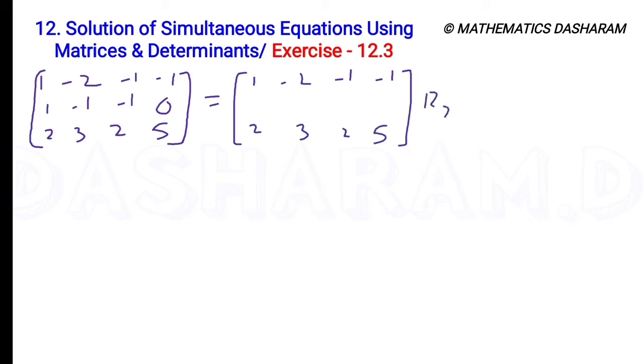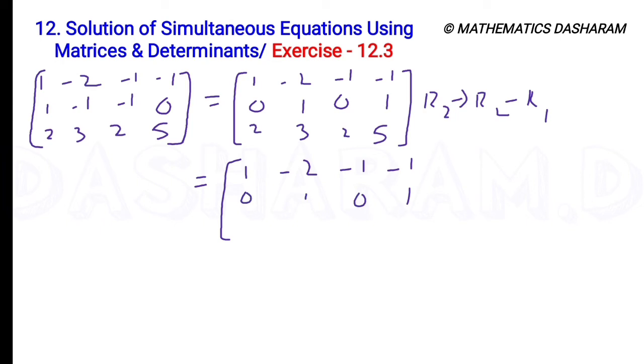So now R2 is replaced with R2 minus R1. So 1 minus 1 is 0, minus 1 minus of minus 2 is plus 1, minus 1 minus of minus 1 is 0, 0 minus of minus 1 is plus 1. Next we need 0 at this place. So that is why write the first two rows as they are, 0 1 0 1. So here R3 is replaced with R3 minus 2 into R1.